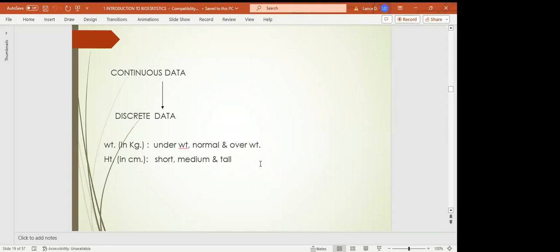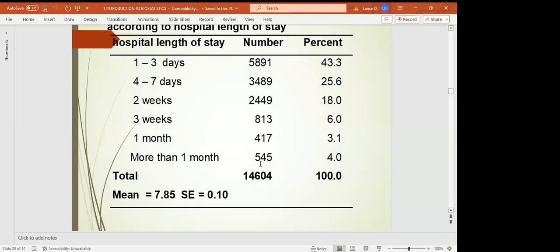All right. Now let's just look at this table quickly. This table has to do with the number of persons in a hospital based on the length of their stay. All right. Now, persons who stayed 1 to 3 days, we had 5,891 people. We had 3,489 people who stayed 4 to 7 days.